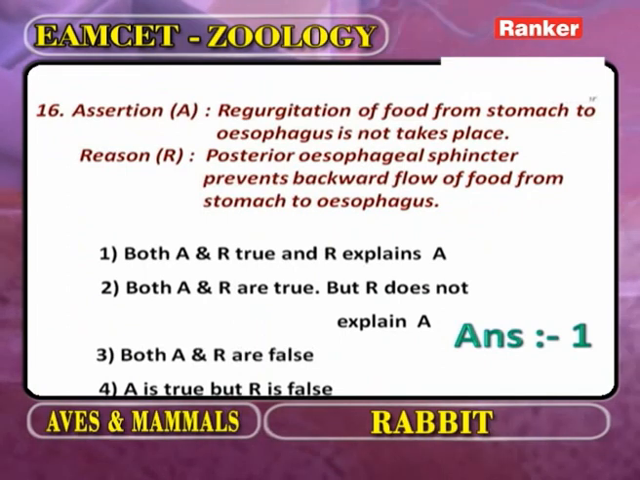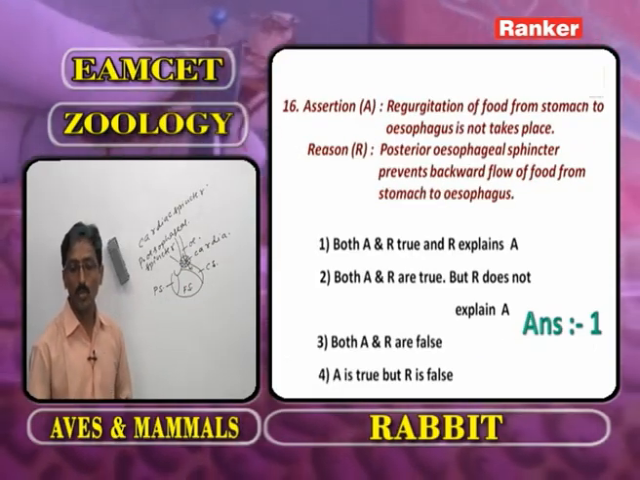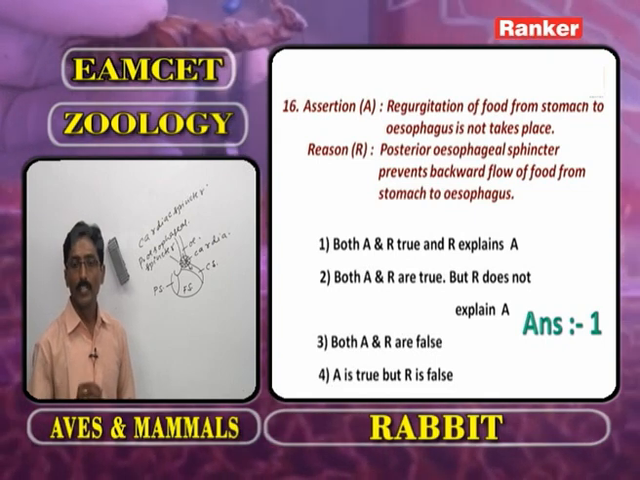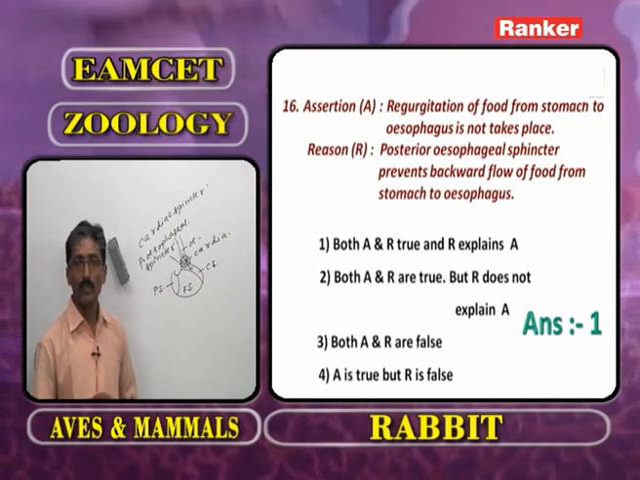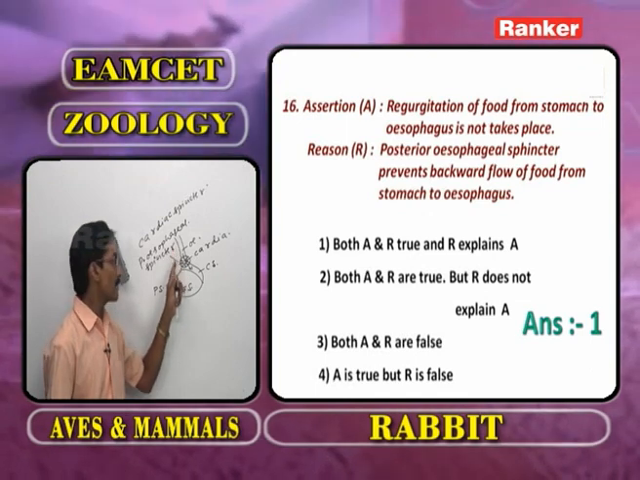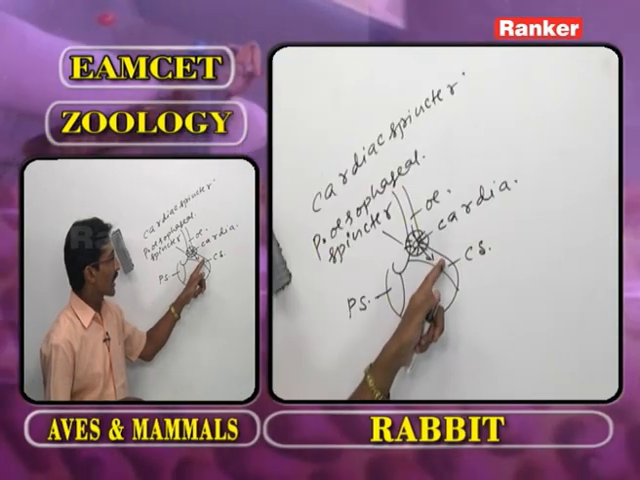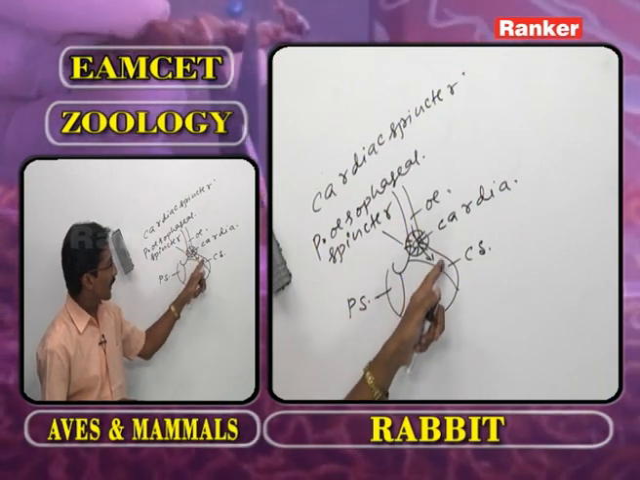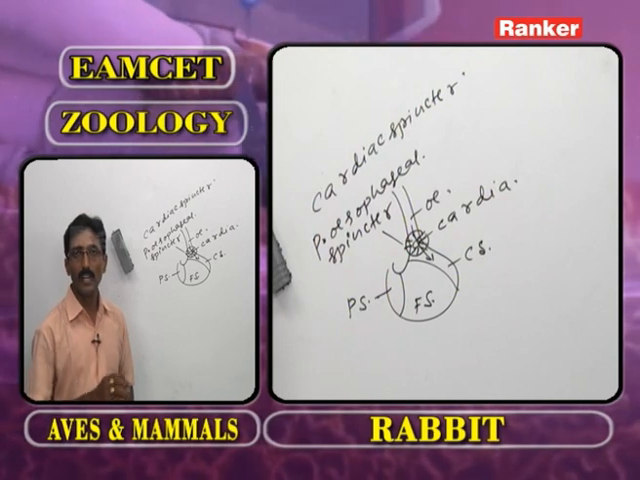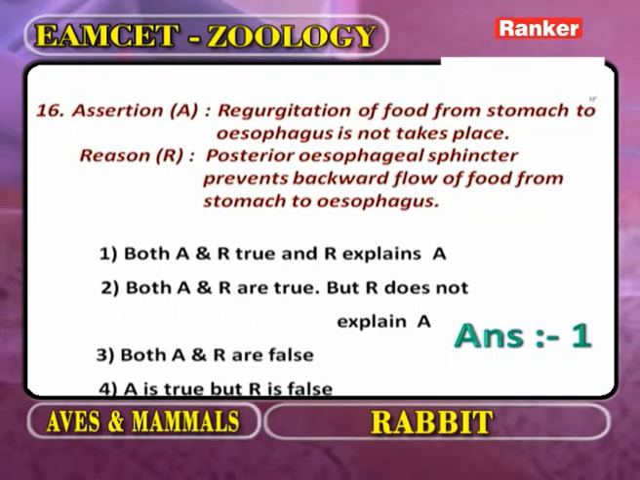Now as we observe the assertion, regurgitation of food materials from stomach to esophagus is not allowed because the posterior esophageal sphincter prevents backward flow of food from stomach to esophagus. It means this sphincter allows food material from esophagus to cardiac stomach. The arrow mark indicates passage of food materials from esophagus to cardiac stomach. Based on this information, both are correct, R explains A. Now we go for the next question.